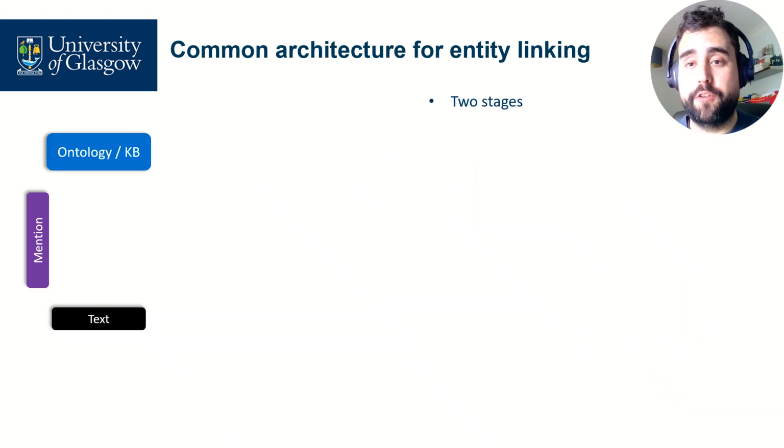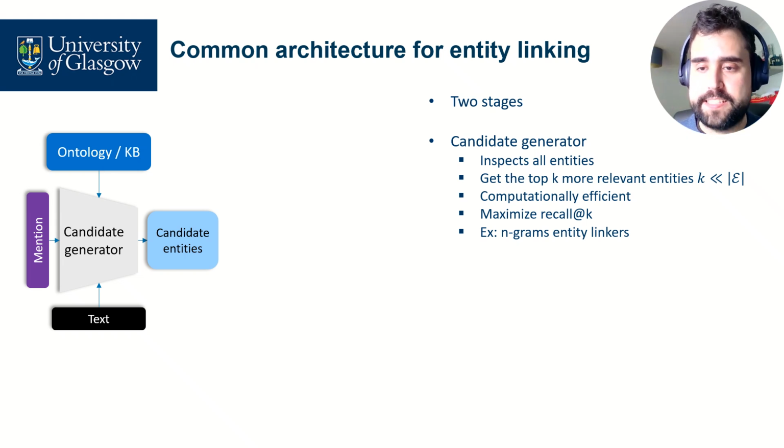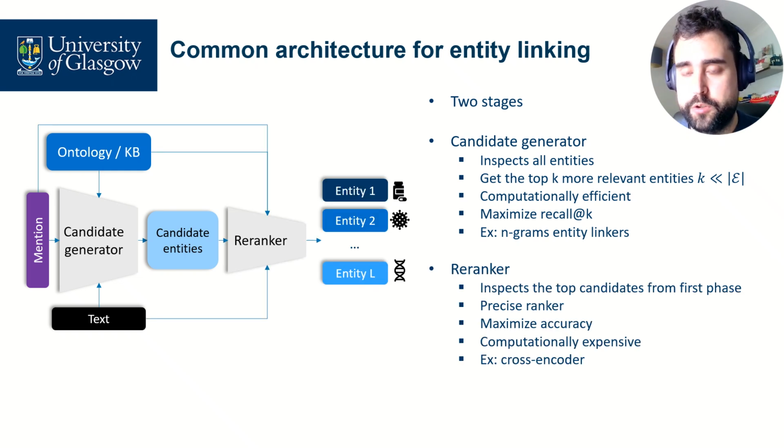The most common architecture for biomedical entity linking uses a two-stage pipeline. First, a candidate generator, which selects a reduced number of candidate entities for a given mention. This generator is usually very fast, very inexpensive. For example, we could use an n-grams model. And once these candidate entities are retrieved, the second phase uses a more accurate, but also more expensive re-ranker to select the best entity among the candidates. A very common example of model for this re-ranking task is the cross-encoder, which represents the focus of our work.